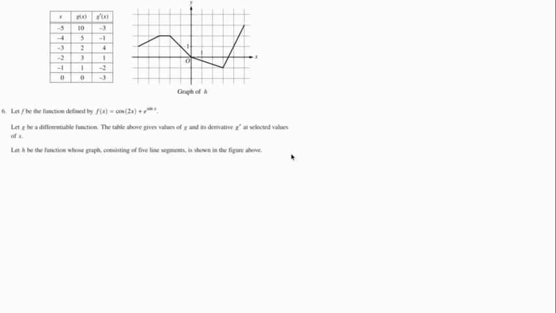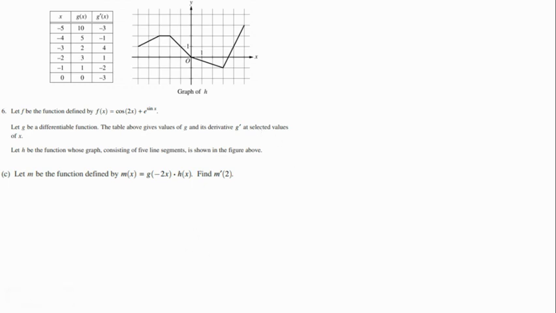So next up, we've got the FRQ, which states: let f be the function defined by f of x equals cosine 2x plus e to the sine x. Let g be a differentiable function. The table above also gives values of g and its derivative g prime at selected values of x. Let h be the function whose graph, consisting of 5 line segments, is shown in the figure above. So the question is, let m be the function defined by m of x equals g of negative 2x times h of x, and find m prime of 2.